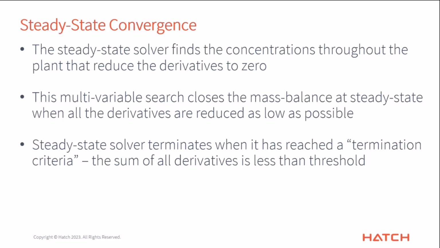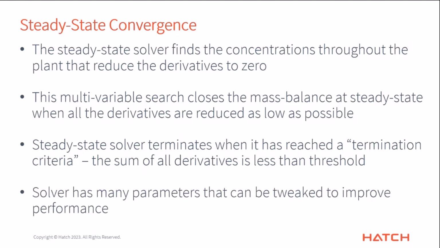And that is basically something like an absolute sum of all of the derivatives in the model, with a value of 10 by default, and I'll show you where to find that later. And that is the value that we're shooting for. Once it hits that, it stops, says it's good, all the mass balances are closed, and we're ready to go. So the solver has many parameters that make it a little bit more aggressive or a little bit more dampened in order to find good performance and get to the steady state solution as fast as possible.